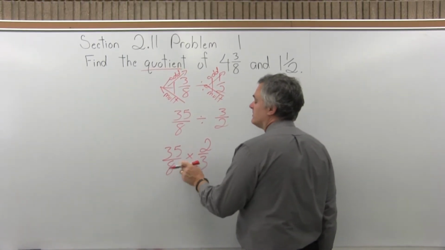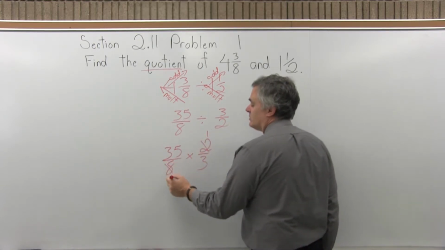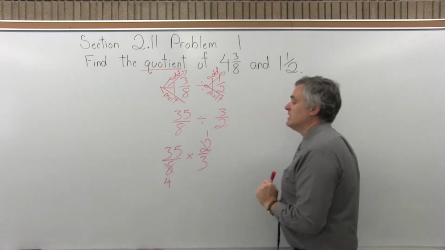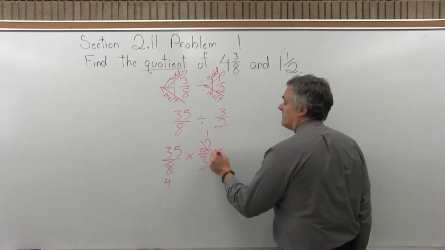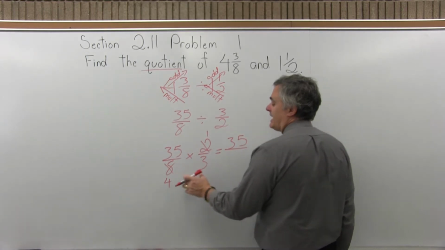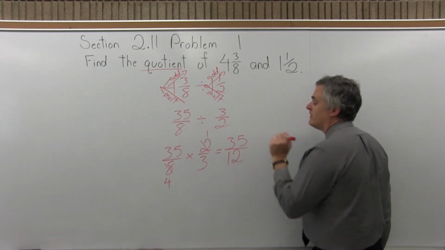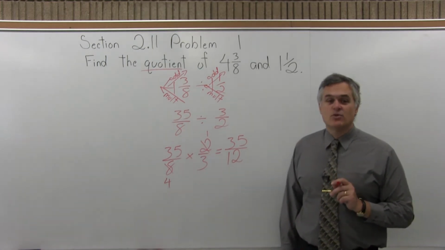I can pre-reduce a little bit if I want. If you notice the 2 and the 8, 2 goes into 2 once, 2 goes into 8 4 times. So now for the numerators, I have 35 times 1. 35 times 1 is 35. And in the denominator, I have 4 times 3. 4 times 3 is 12. So the answer is 35 over 12.